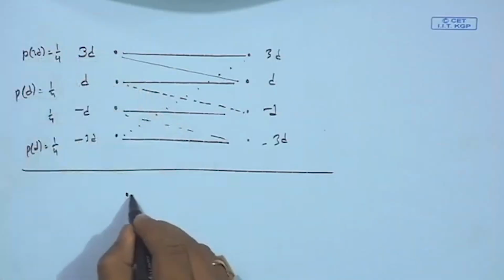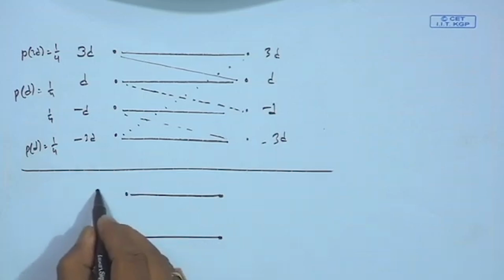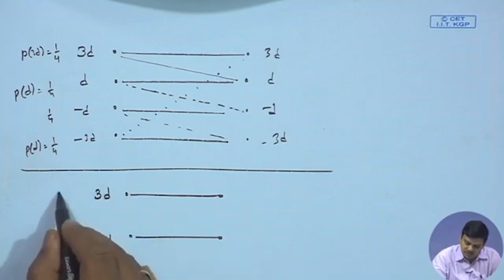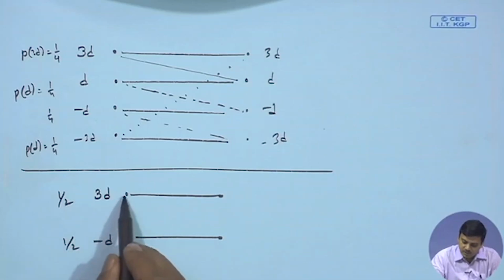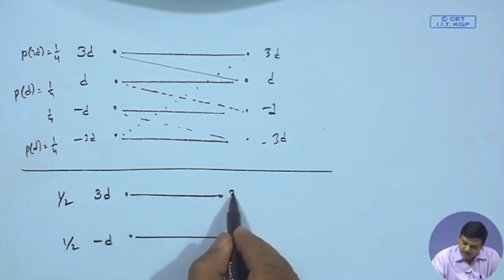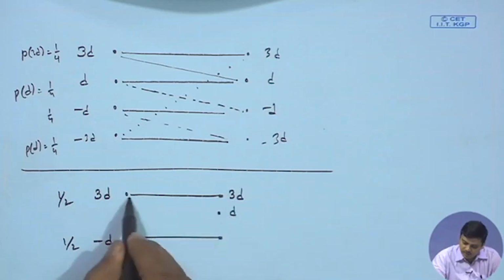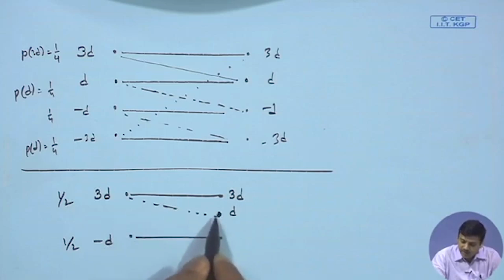So, one possible solution could be that instead of choosing all of them, I choose to have 3D being sent with a probability of half and minus D being sent with a probability of half. Let us see what we get. When I send 3D, it can become 3D, or with a certain probability it can become D. There is no D getting transmitted. So, D becoming D is not a problem.